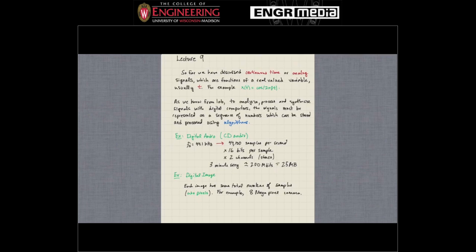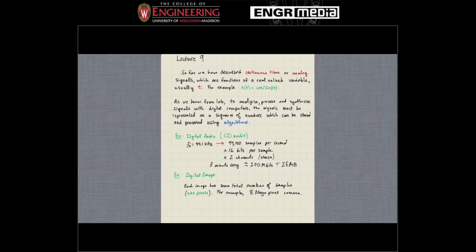And there's about 16 bits for each sample. There's 16 bits that represent one sample of the audio. And of course there's two channels. There's a left and a right channel for stereo audio. So if you just multiply these things together, you'd see that a 3-minute song should take about 200 megabits, which is about 25 megabytes. Okay, so it's a fair amount of storage.